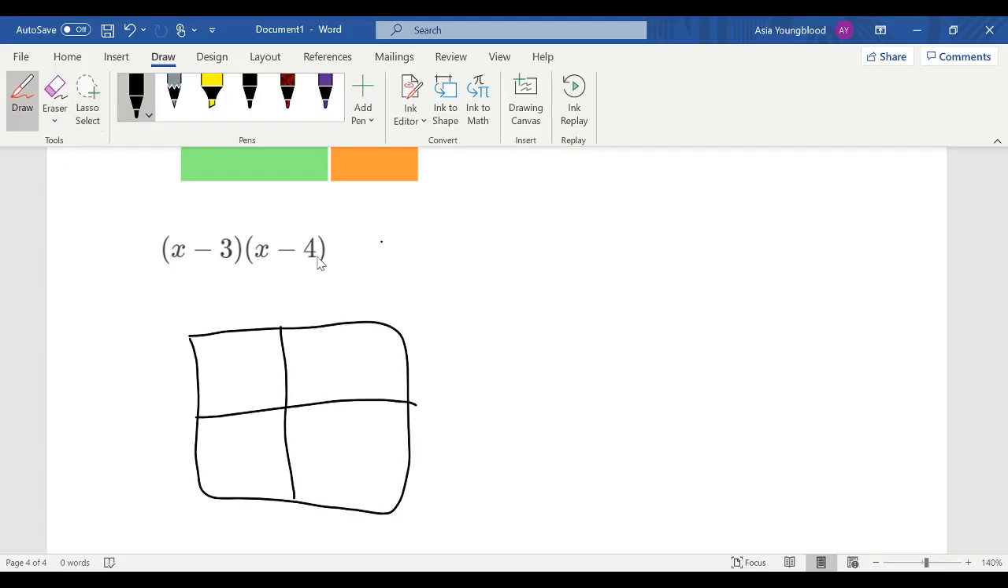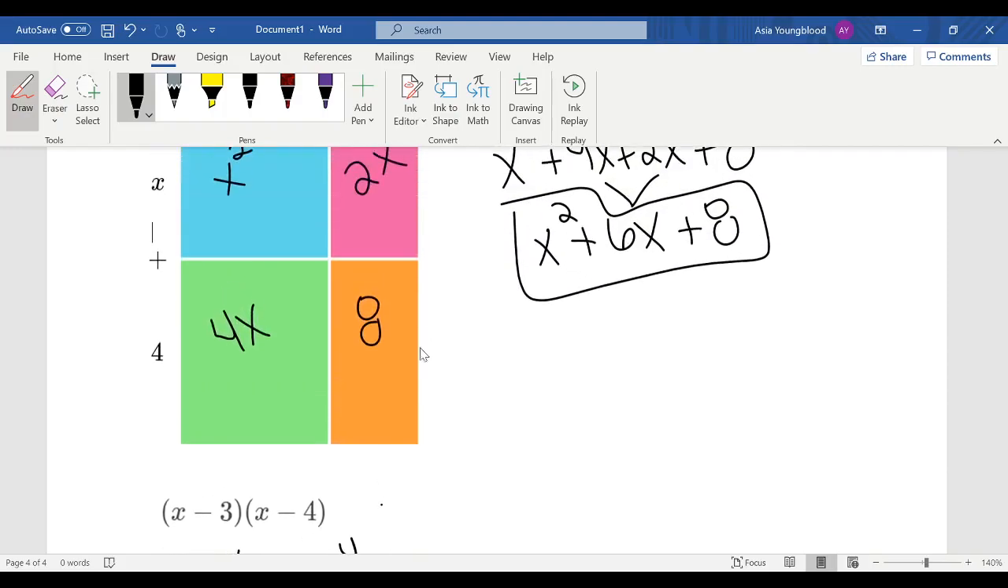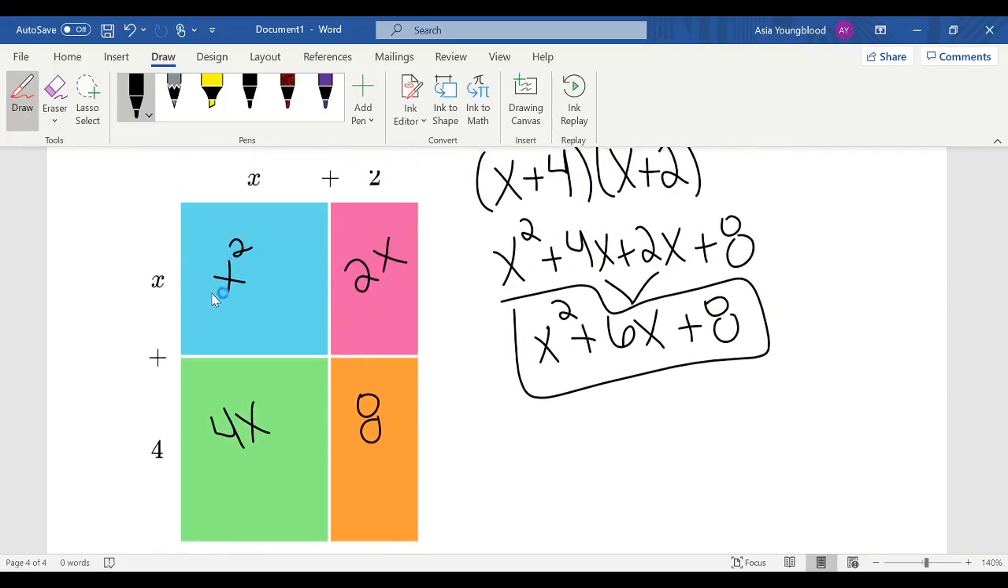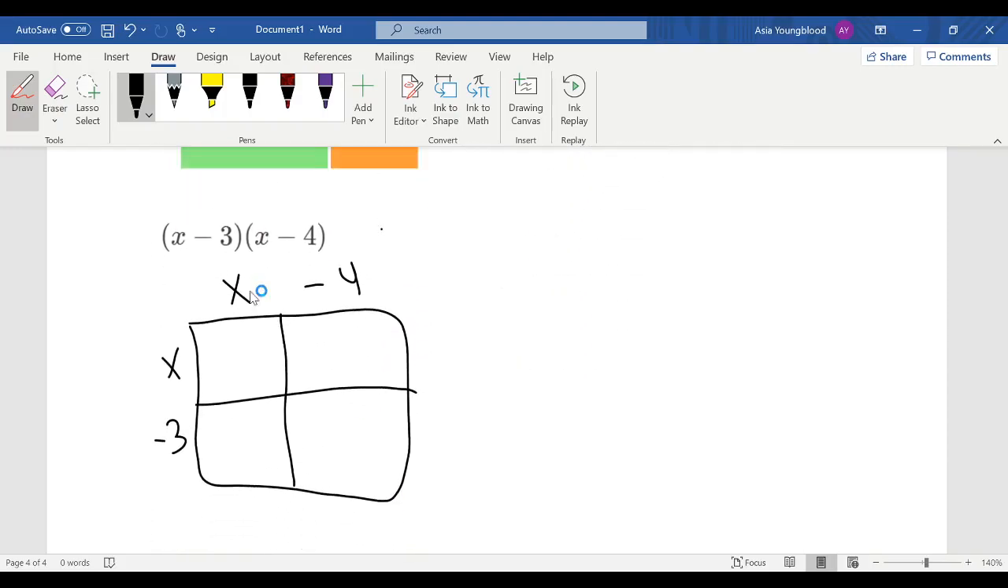So we're still going through the same process. We want to label our sides of the rectangle using these factors. So x minus 3 is going to go along one side, x negative 3, and x minus 4 is going to go along the other side, x negative 4. So then we're just going through the same process we went through in this problem, figuring out the areas of these smaller boxes. So this box right here is x times x. X times x is going to be x squared.